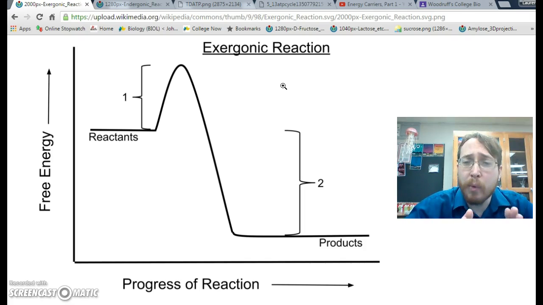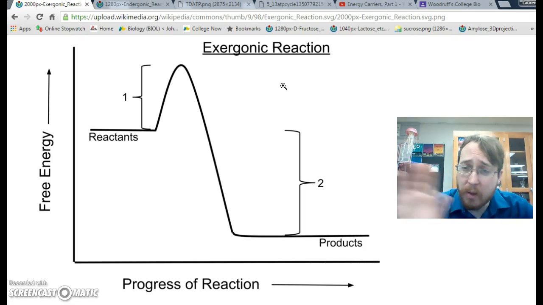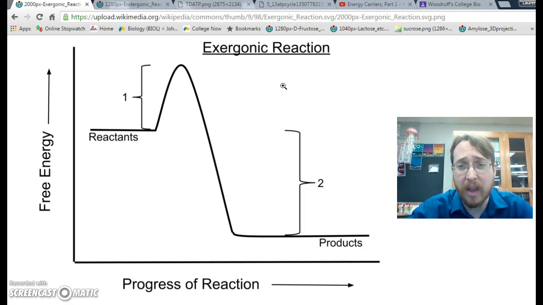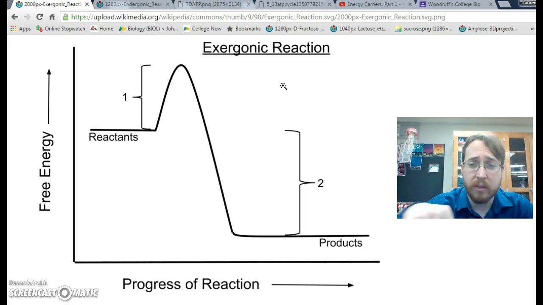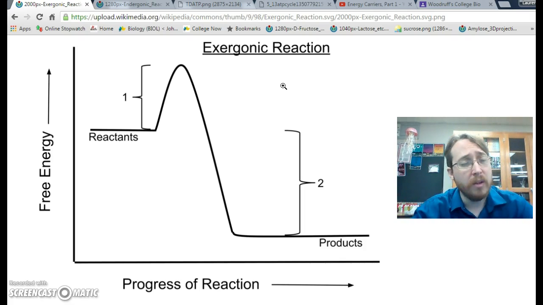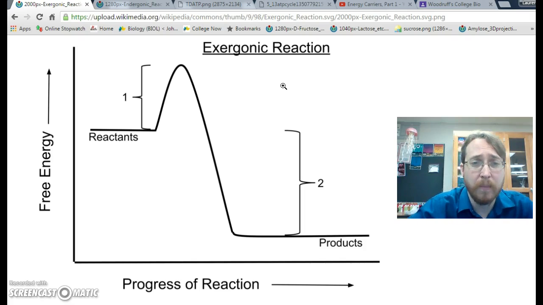Now, what we really want to talk about is spontaneity, spontaneous reactions versus non-spontaneous reactions. The ball rolling down the hill, that'll happen on its own. The ball going up the hill, we need to push it. We have to put energy in for that to happen. Same thing in our cells. Some reactions will occur on their own. Some reactions need to have energy to occur. So let's talk about an exergonic reaction.